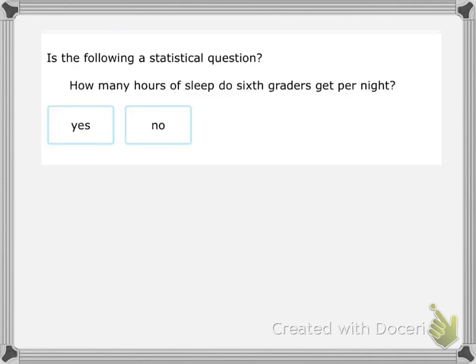And next, how many hours of sleep do 6th graders get per night? We're definitely asking more than one person here. Our school has over 300 6th graders, and we're going to get a whole bunch of different answers back from each 6th grader. It could be anywhere from 4 hours to 9 hours, maybe even 12 hours. So yes, this is a good statistical question.